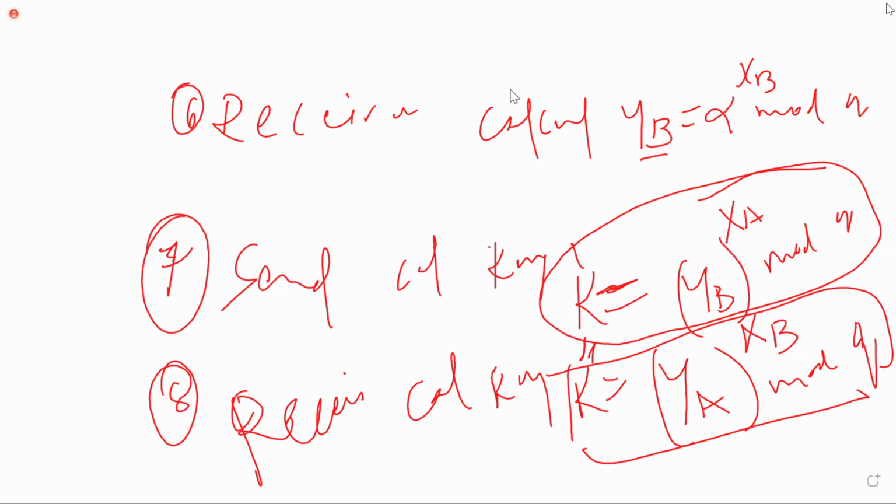Yes, all of you answer the question. First calculate and give the answer directly, without reading the question also. If Q is 3, then 2 is the primitive root of Q. Is it true or false?